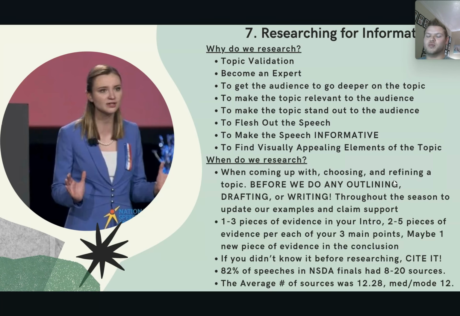How much evidence should you be using? I'd suggest between 1 to 3 pieces of evidence in your introduction, 2 to 5 pieces of evidence for each of your 3 main points, and then maybe 1 new piece of evidence in your conclusion. If you didn't know it before researching it, you need to cite it. A lot of the times you hear people give informative speeches and it's like, well, you clearly got that from an article, but you're not telling me where you got it from, which is plagiarism, and we don't want to do that.